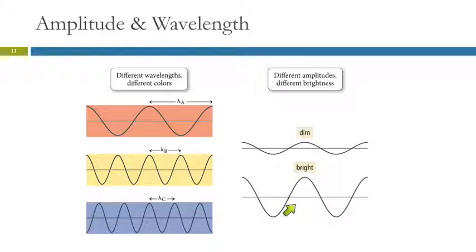The brightness has to do with the amplitude. Here, these two waves have the same wavelength, right? From here to here, it's the same. But this is going to be a very dim light, and this is going to be a bright light. Just difference in amplitude.